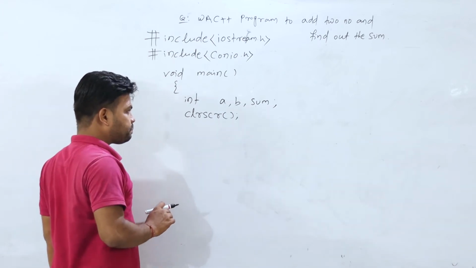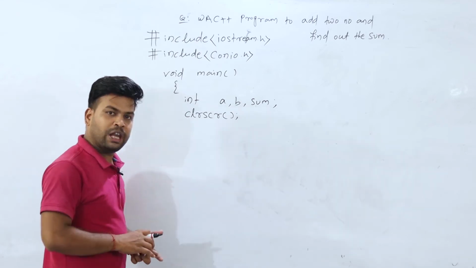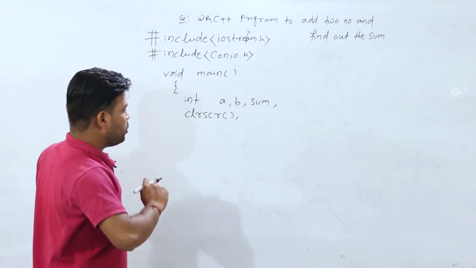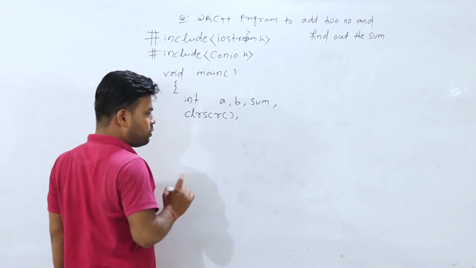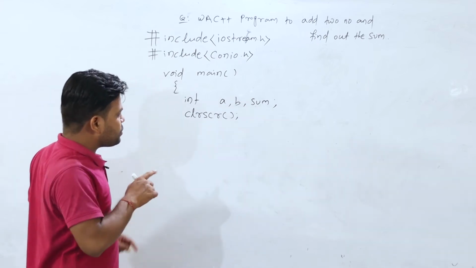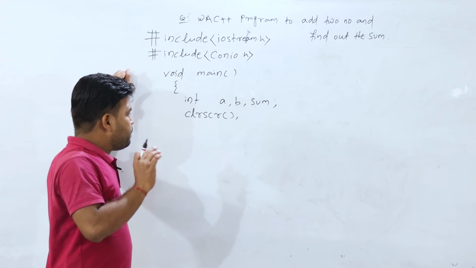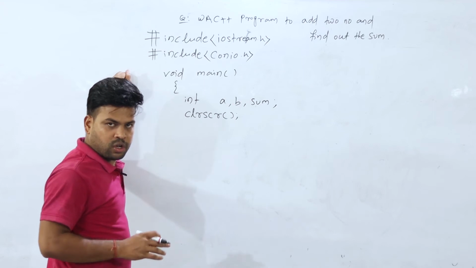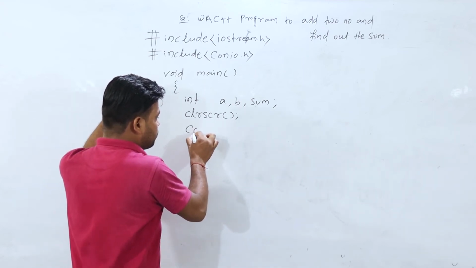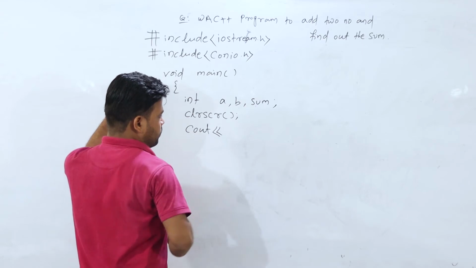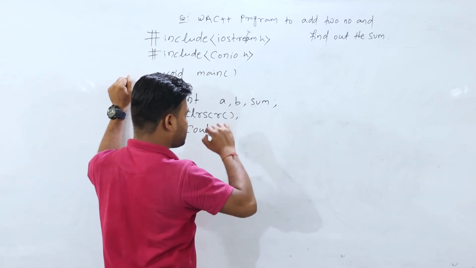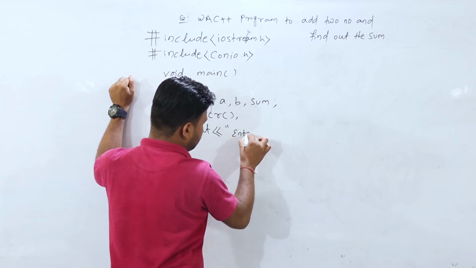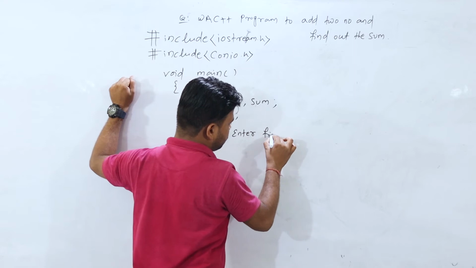Then after that, now I will insert values at runtime. For the purpose of inserting values at runtime, you have to use the cin function. So before inserting the value, you have to give a question or message to the user, like cout. You have to give a message to the user, like please enter first value.